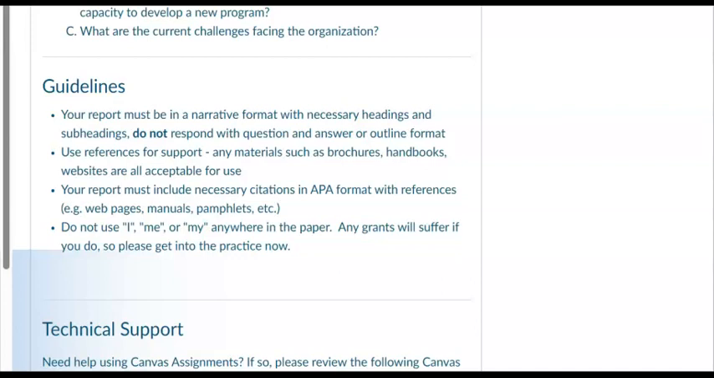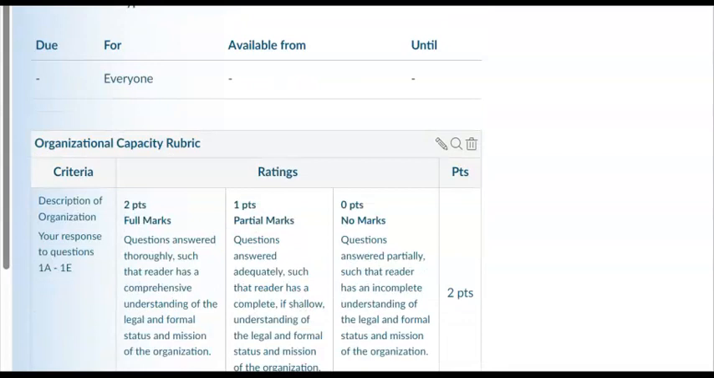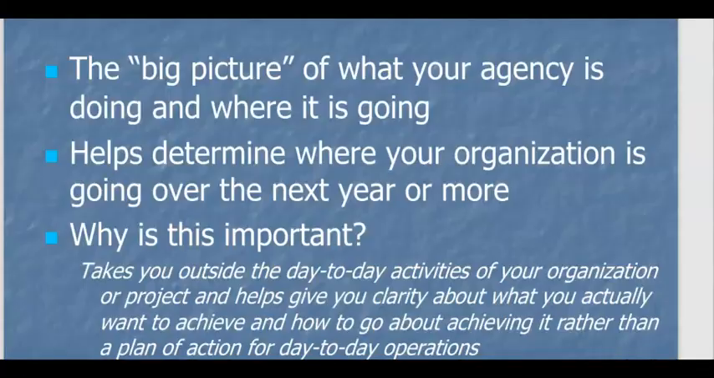Use references in support of what you are saying in this paper. It has to include necessary citations, and this is not an I or me or an opinion paper. So this paper will be due the Sunday of week 6. If you have questions about this, please get to me as quickly as possible. So again, this is week 6, just thinking ahead.